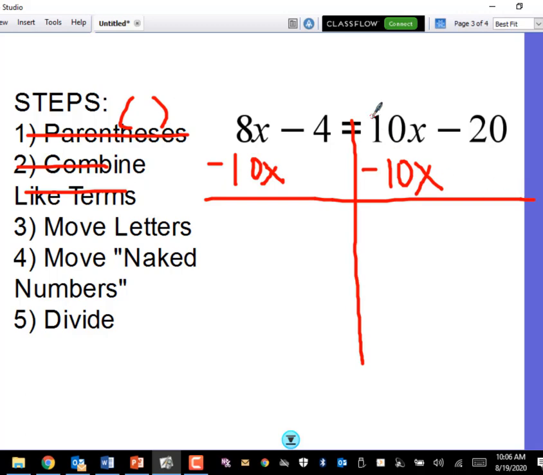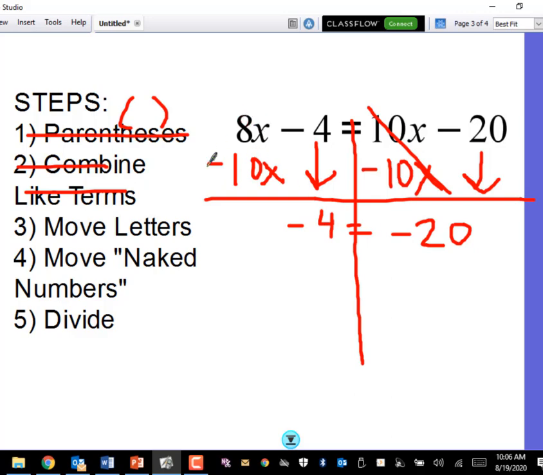Okay, so when that happens, 10 minus 10, 0. Goodbye. This drops down. Don't forget that negative sign goes with the 20, so don't lose it when you drop it down. What drops down over here? The negative goes with the 4. Don't lose it. Drop it down.